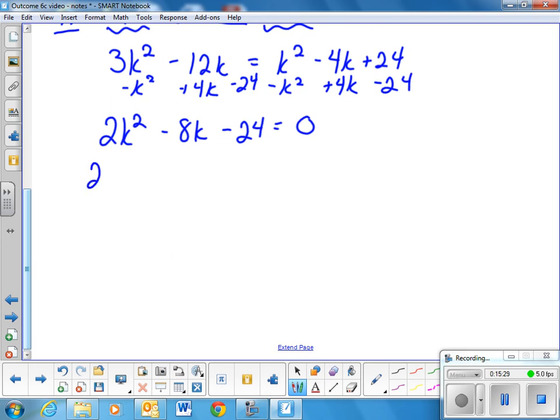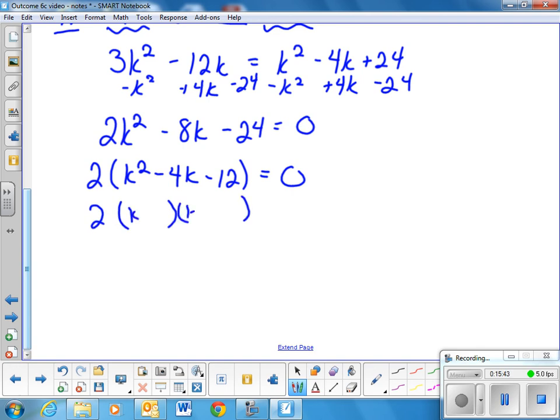Solve by factoring, so factor out a 2. So k squared minus 4k minus 12 equals 0. Factor the trinomial. Again, two numbers that multiply together to give me negative 12 and add to negative 4, so I have negative 6 plus 2 equals 0. 2 can never be equal to 0, so I don't need to worry about it. If I have k minus 6 equal to 0, that means that k would be 6. And in order for k plus 2 to be 0, k would have to be negative 2.